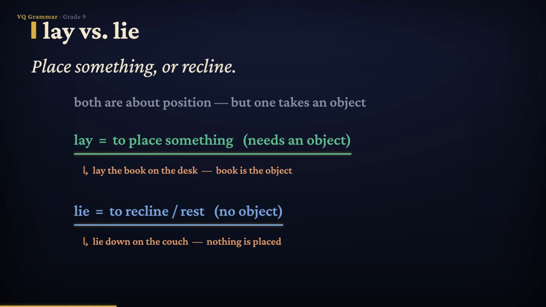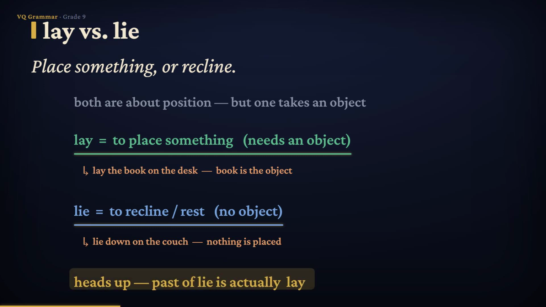Here's the tricky part worth a quick mention. The past tense of lie is actually lay. So today I lie down, but yesterday I lay down. Focus on the object test first. If there's a thing being placed, it's lay.